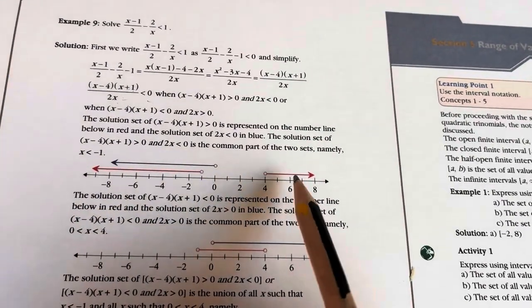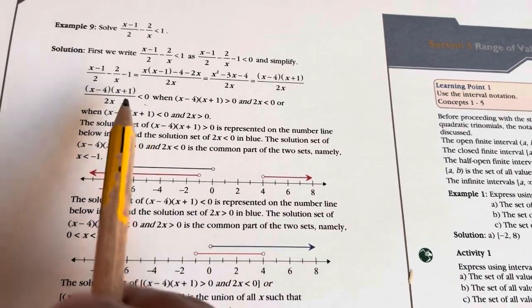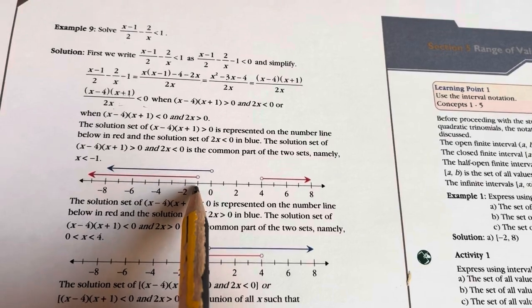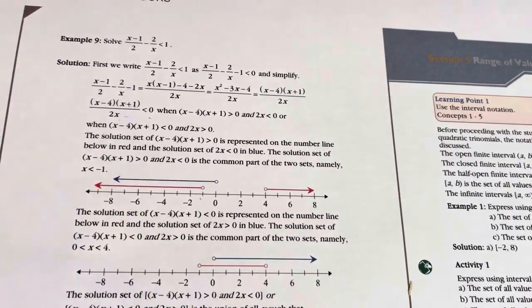The intersection of the red, which is this greater than 0, and the black, which is this less than 0, is only here. So it is the values of x less than minus 1, from here going to the negative.